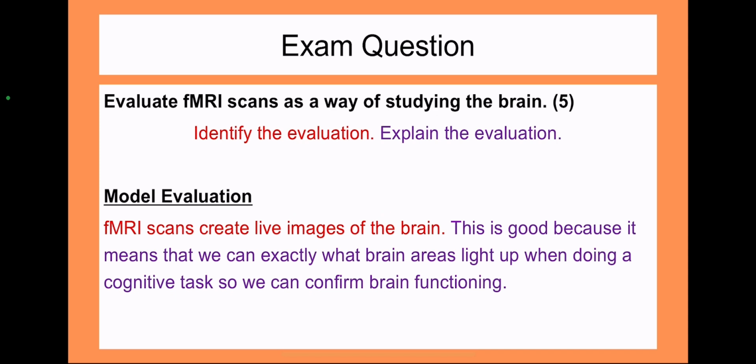Again, remember the two-step evaluation process. So something like fMRI scans create live images of the brain. This is good because it means that we can see exactly what brain areas light up when doing a cognitive task, so we can confirm brain functioning.